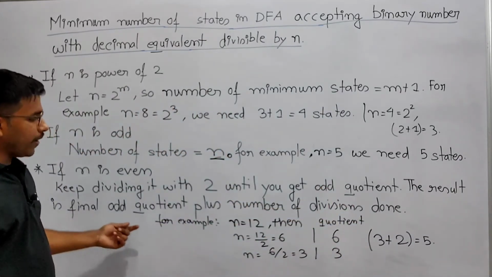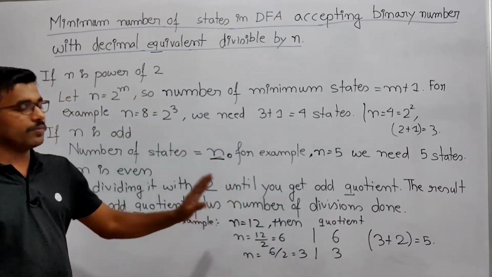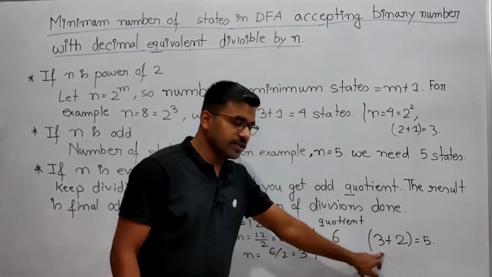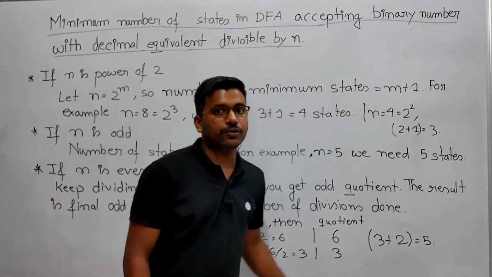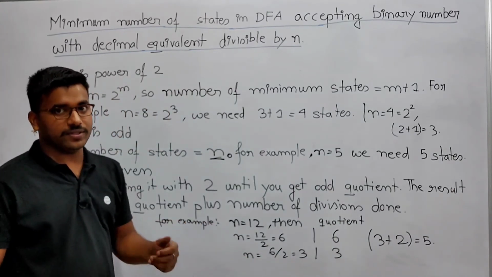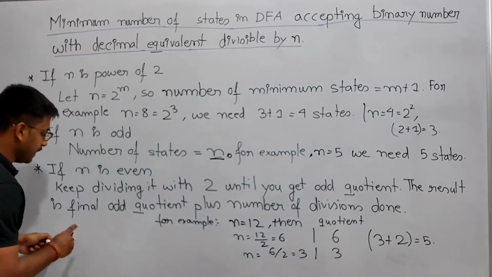So the result is the final odd quotient plus the number of divisions you have done. The final odd quotient is 3, and the number of divisions I have done is 2. So 3 plus 2, 5. So how many states do you require? 5 states. Now take another example, n equal to 20.